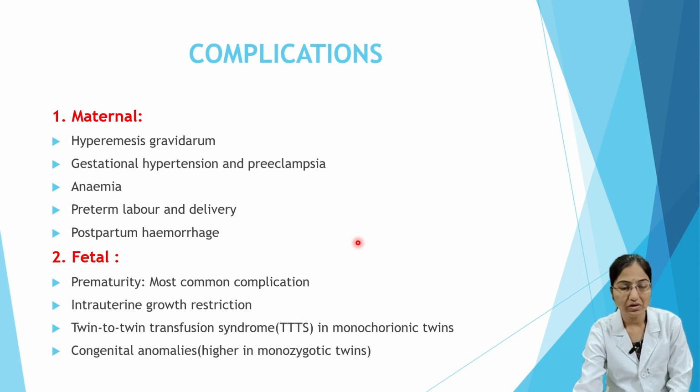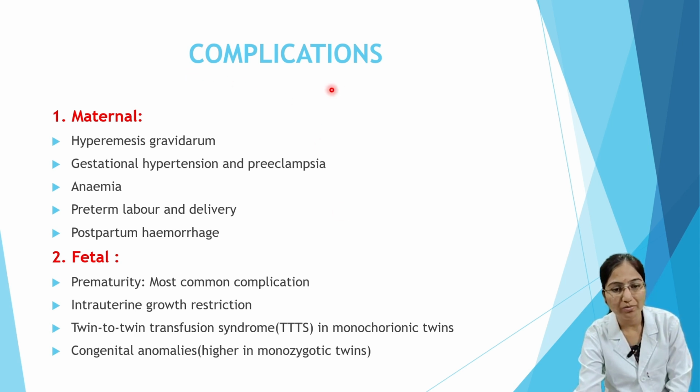Next, we'll see the complications of multiple pregnancy. First, the maternal complications. Hyperemesis gravidarum is the most common one. And then gestational hypertension and preeclampsia, anemia, preterm labor and delivery, and then postpartum hemorrhage. These are the maternal complications.